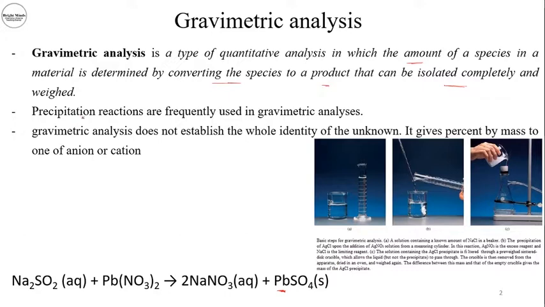I have to know one thing. When I am doing the gravimetric analysis, I cannot establish a full identification of an unknown sample. Instead, I can give percent by mass to one of the species, the anion or the cation.